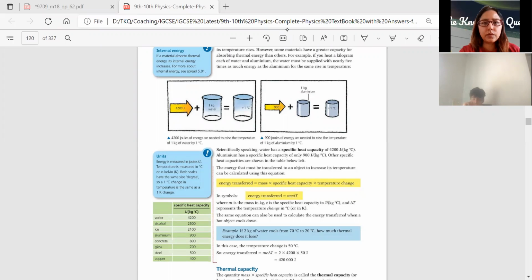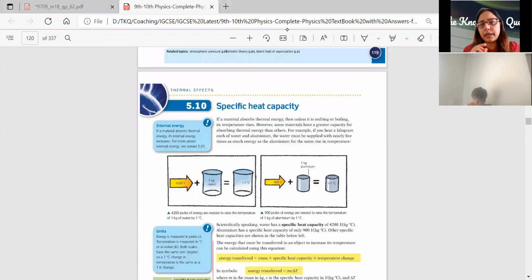Okay, so just understand this, Shomik. It's a very simple concept here. Specific heat capacity, okay?